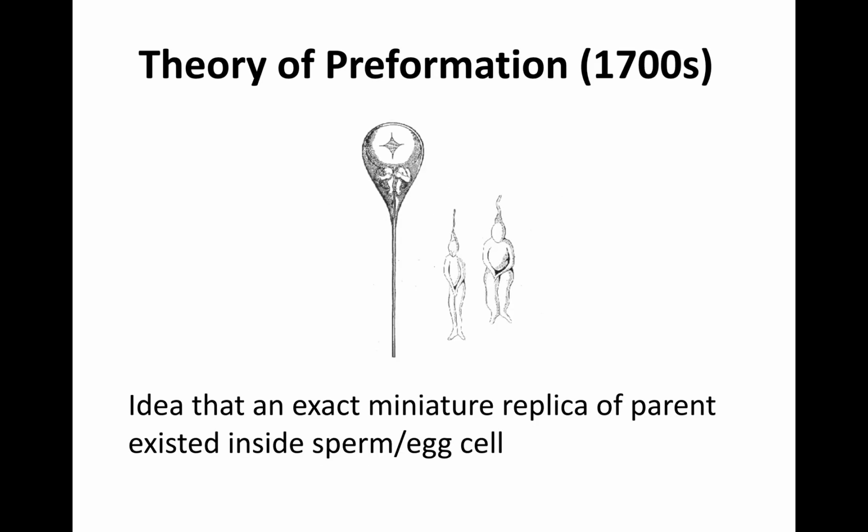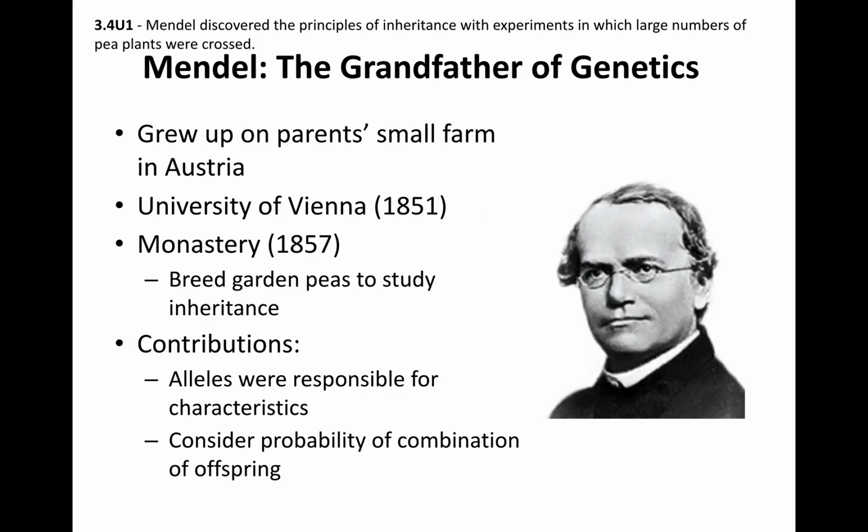Before Mendel, though, there was this theory of preformation, which is from the 1700s, and it's the idea that an exact miniature replica of a parent existed inside their sperm or their egg already. So there was no genetic recombination happening. It was more an asexual idea that they were going to have exactly the same genes as their parents. That was called the theory of preformation.